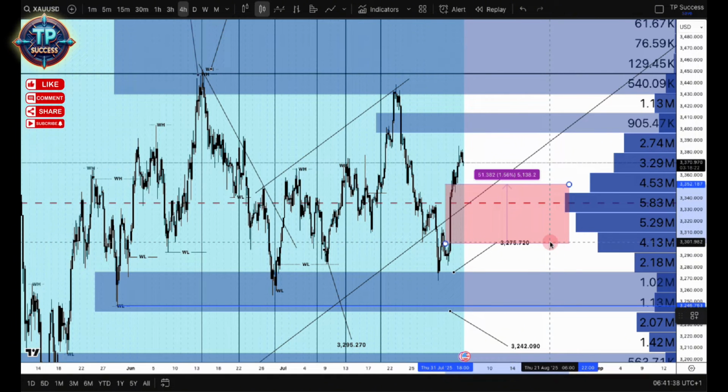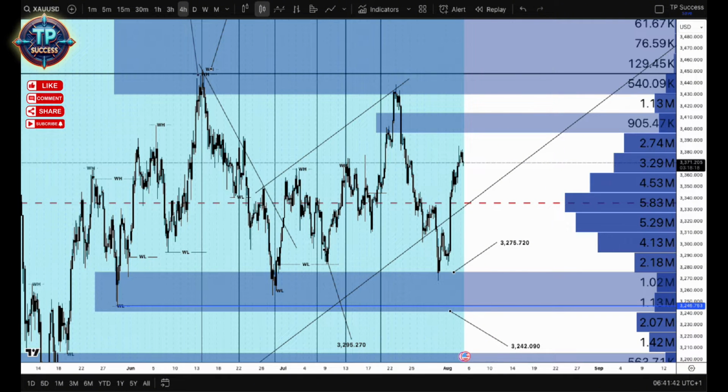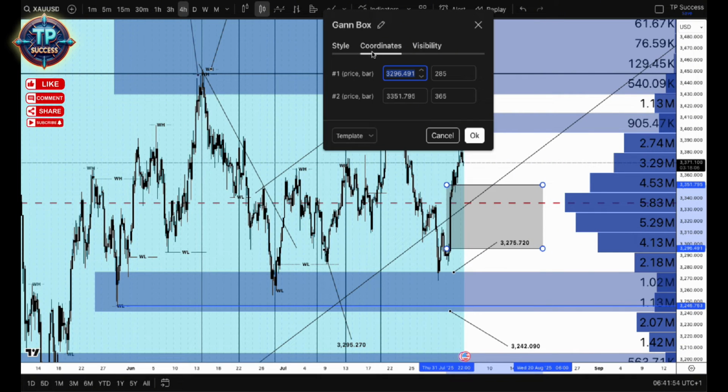And I think I've used the wrong thing here. Let me use this instead. I think this is much better. Yeah, much better. So 350. Let me just get the coordinates up. So it's going to do 350.